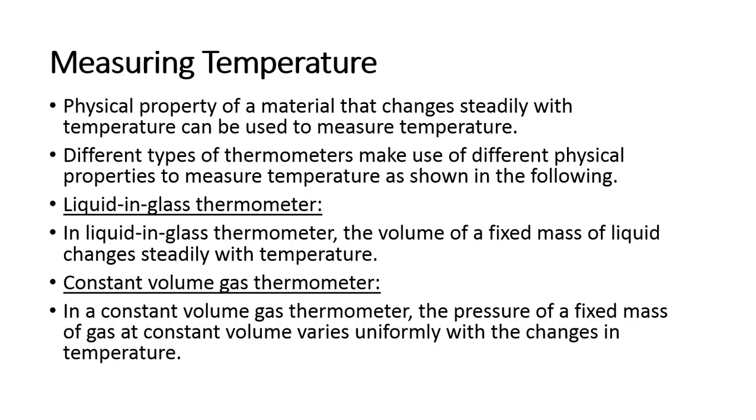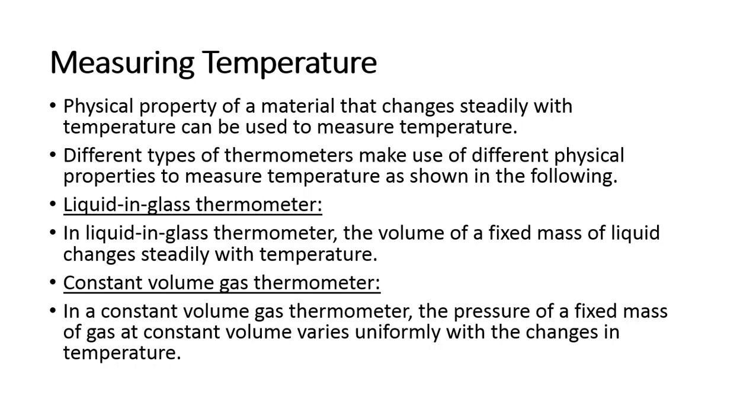A thermometric property is that property by which the thermometer indicates a temperature. So every thermometer is working on its own separate physical property change in the material. In most cases you will see the clinical thermometer uses mercury. That mercury is a material, and when it expands and when it cools down, it shows you the temperature. I will say that different types of thermometers make use of different physical properties to measure temperature, as shown in the following.